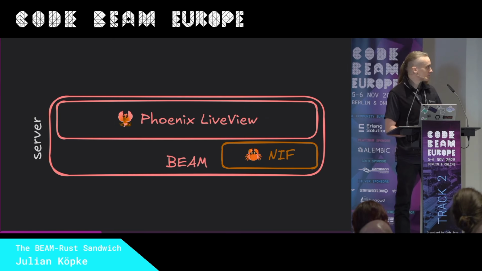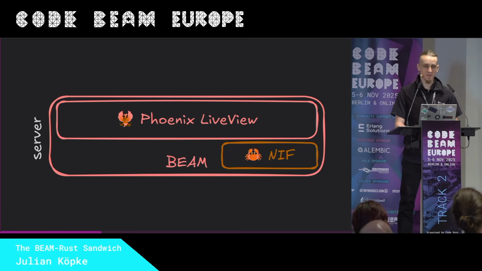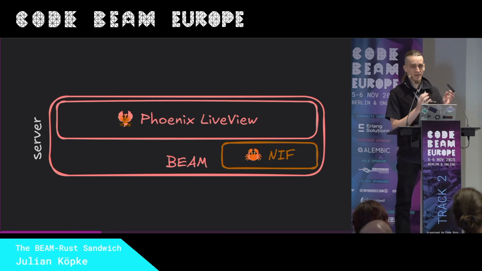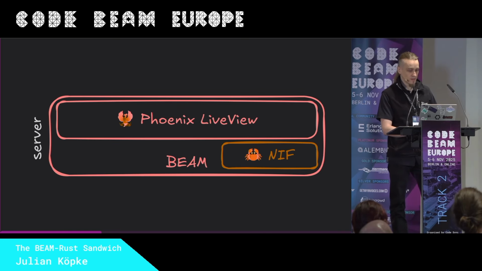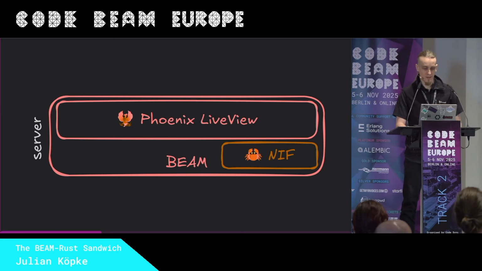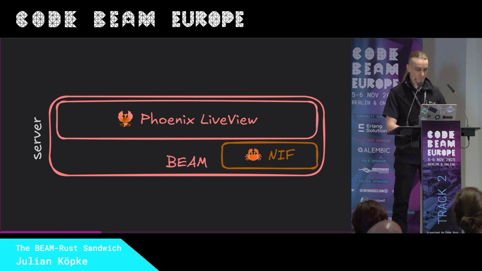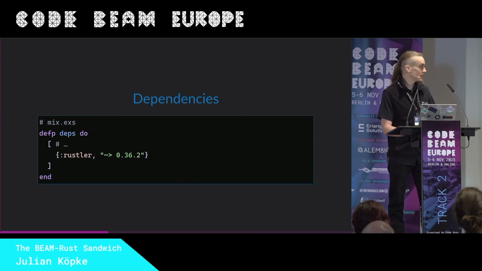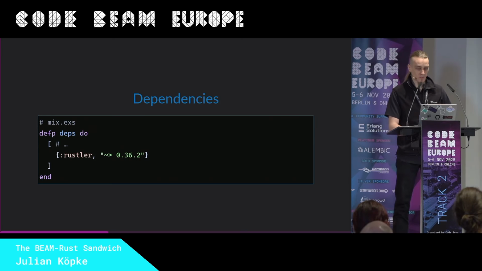This is our Phoenix LiveView server, just a little overview. It runs on the beam, and we want to place a little NIF, a natively implemented function, inside of our application, so we can call it from our LiveView, and that should be written in Rust. To do that, first of all, we have to add a dependency. There's a nice package called Rustler, which gives us everything we need. So we add this to our mix.exs in Elixir, and then we can get started.